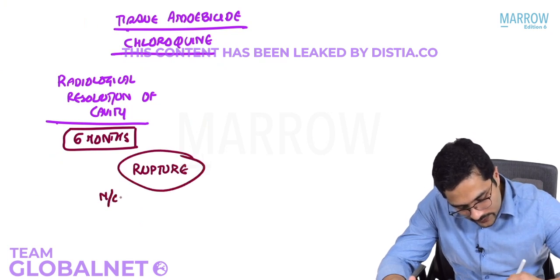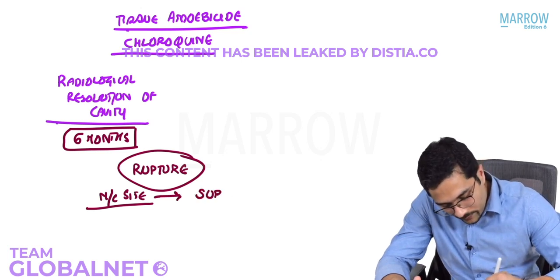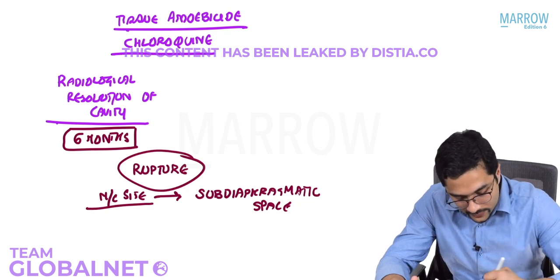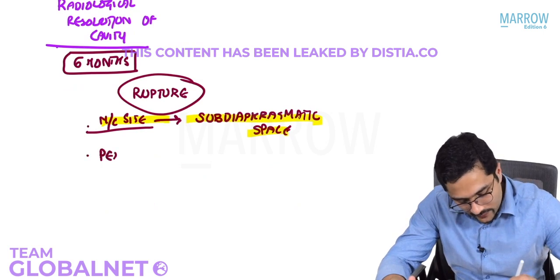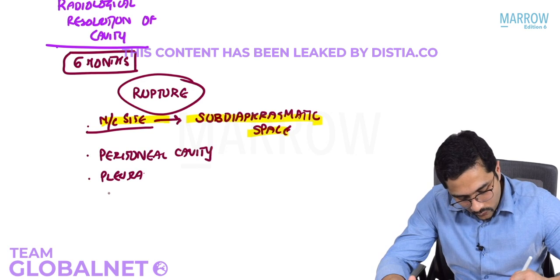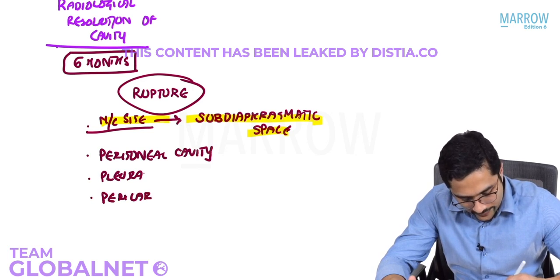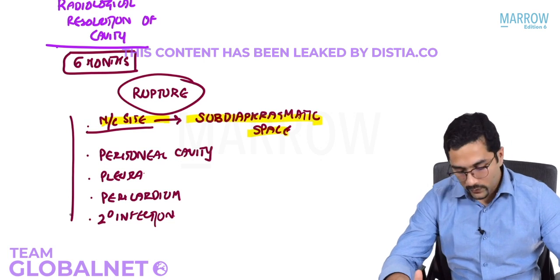And the most common site of rupture is the subdiaphragmatic space. This is the most common site of rupture. This question has been asked in the exam. The other sites where it can rupture are the peritoneal cavity, or it can rupture into the pleura, or it can rupture into the pericardium, which is quite rare, or there can be secondary infection. So these are the complications of amoebic liver abscess which you should know about.